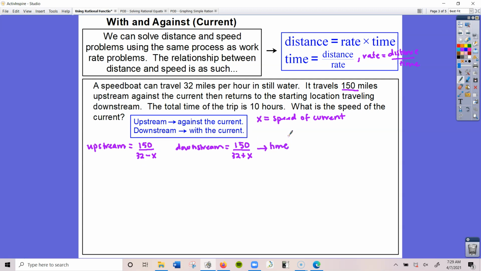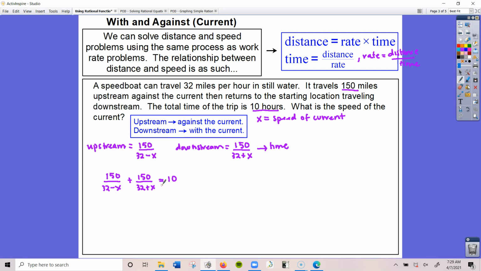So in order to write our equation, think about what this means. The time the speedboat is going upstream plus the time that it takes to return is going to equal the total time of the trip. So upstream plus downstream is equal to the total. So 150 over 32 minus x plus 150 over 32 plus x is going to equal the total time, which says here is 10 hours.